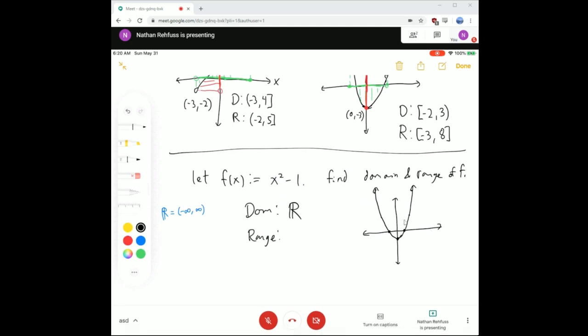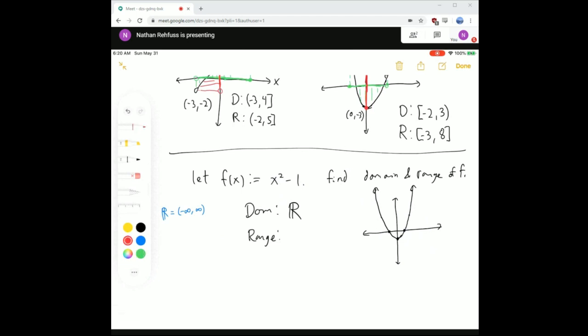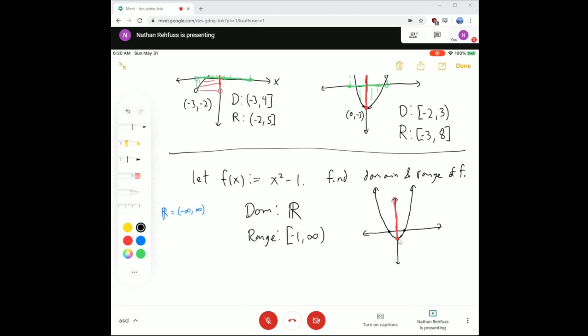Right now, though, the implications are that the range starts here at negative 1, and then that shadow goes all the way up to infinity. So that's our range, negative 1 up to infinity. And negative 1 gets a bracket because (0, negative 1) is a point on the graph. So that point is represented, so it's included in the interval. So that's the domain and range of f.